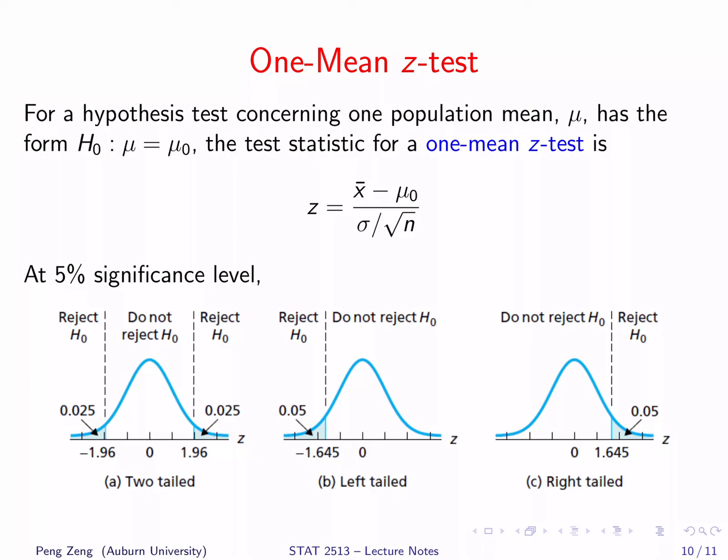Although we have three different scenarios for different alternative hypotheses, there is something in common. Firstly, reject H0 if the test statistic falls in the rejection region. Of course, how to find the rejection region is different for the three scenarios. Secondly, the test statistic is the same. It is always the z-score of your sample mean.